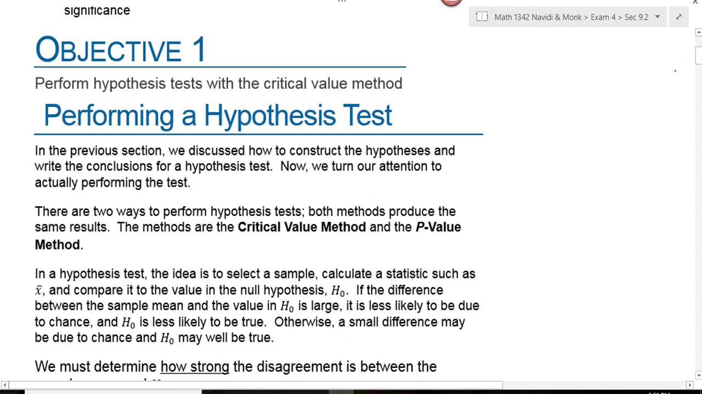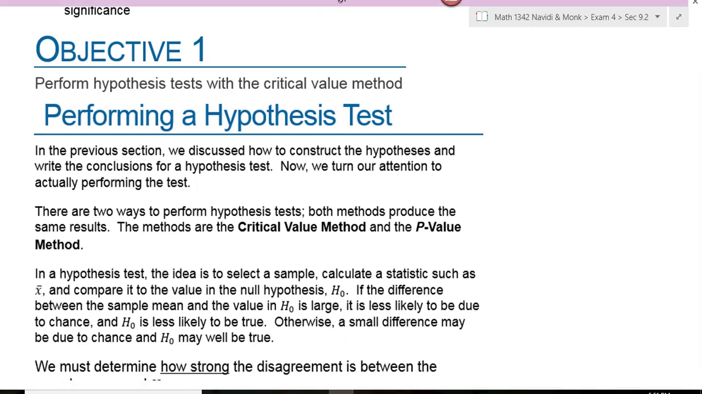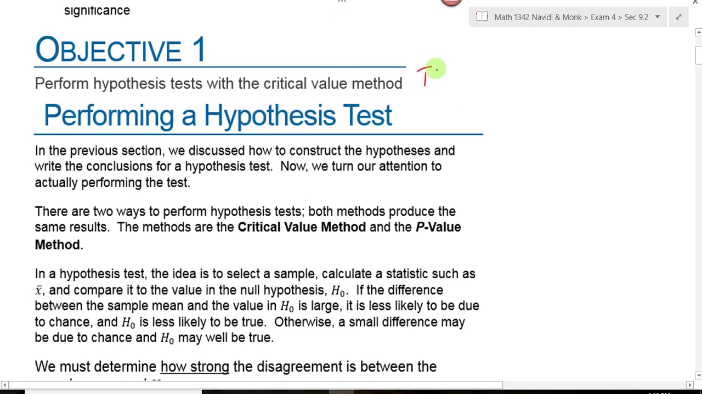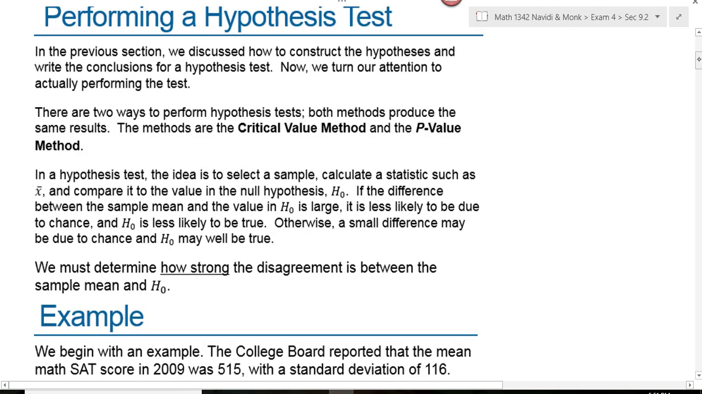And today we're going to put it all together and actually do tests of hypotheses. Objective 1 is to perform hypothesis tests with the critical value method. The critical value method you may also see referred to as the traditional method. In the previous section, we discussed how to construct the hypotheses and write the conclusions for a hypothesis test. Now we turn our attention to actually performing the test.